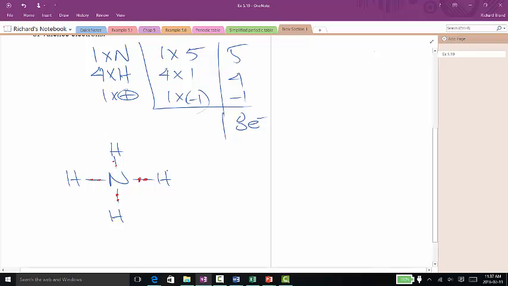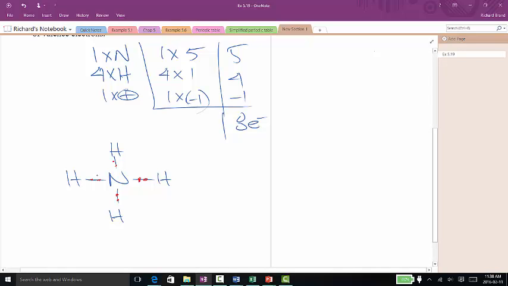Well, now I have to determine if all the atoms are happy. The hydrogens on the outside each see 2 valence electrons, and they're happy. They obey the duet rule. Hydrogen only wants to have a total of 2 valence electrons because the outermost electron in hydrogen is in the first energy level, and the first energy level can only accommodate a maximum of 2 electrons.